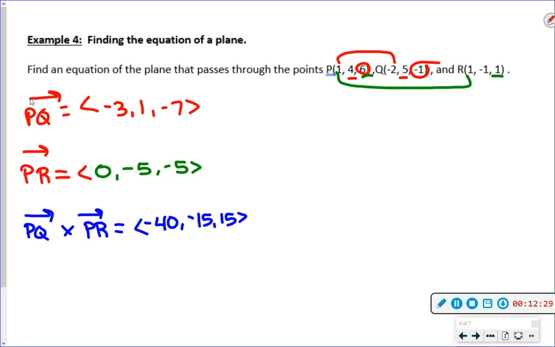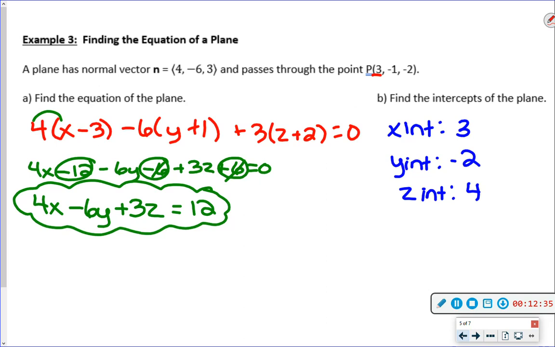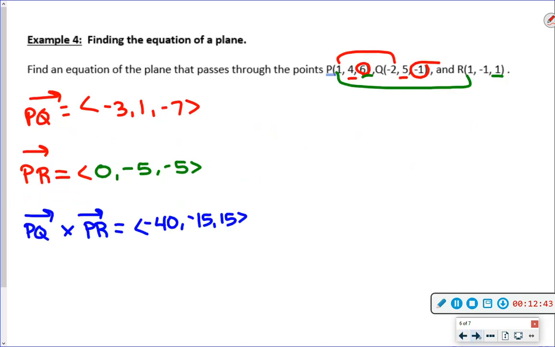Now, it does not matter which point you pick to make our equation. So now we're kind of at this point here. We've got our normal vector made. I'm going to be super lame and just use the first point, and I'm going to plug it all in. So I'm going to use the 1, 4, 6. You can use a different point if you want. Clearly, I don't care.